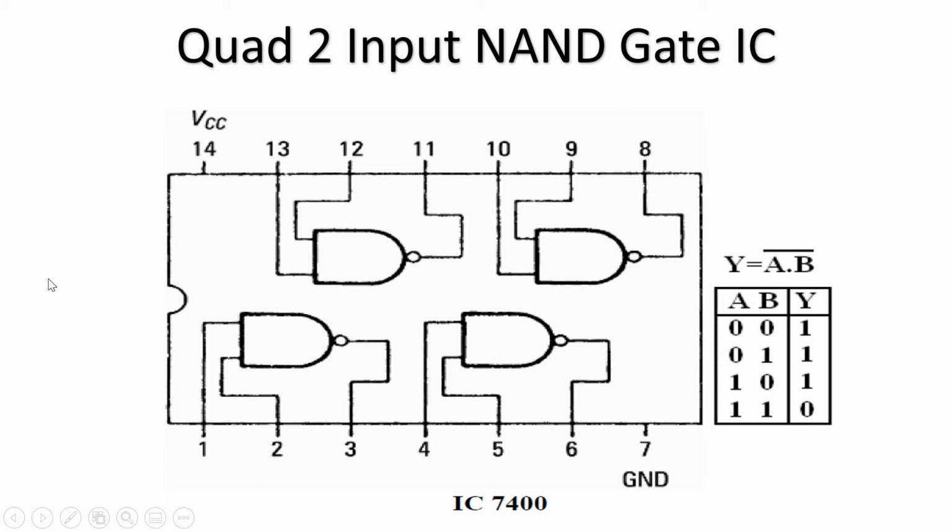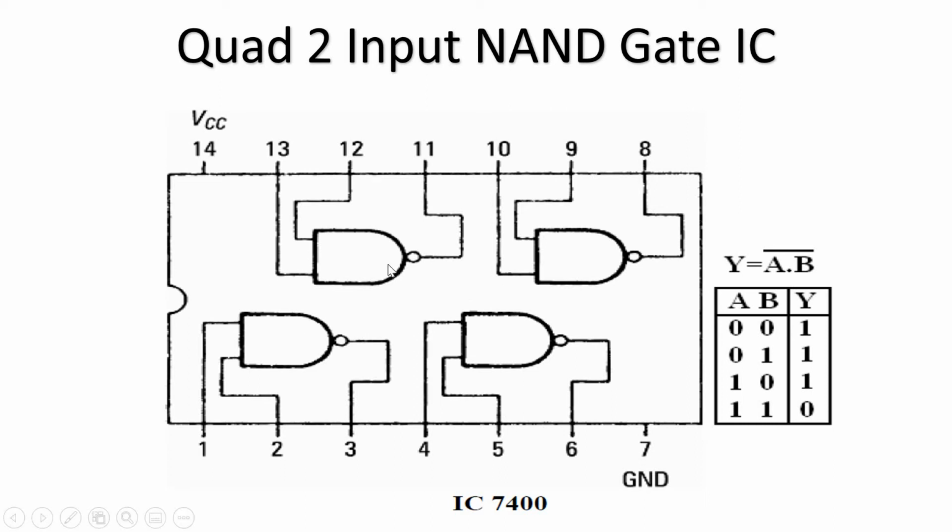And the next IC is the 7400 NAND gate, quad 2 input NAND gate. This IC also consists of 4 NAND gates, and the corresponding inputs as well as outputs you can see for the NAND gate. The NAND gate function is y is equal to (a dot b) whole bar. So whenever both inputs are 1, then only the output is 0. For all remaining cases, the output is 1.